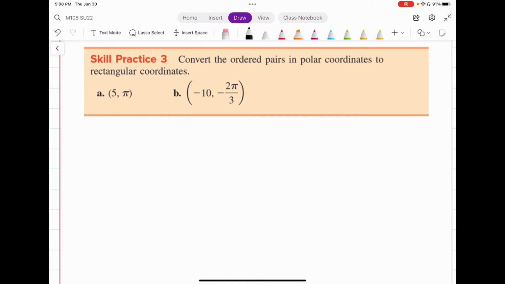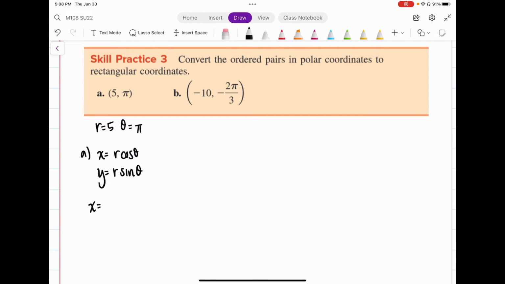Skill practice 3, we are converting the ordered pairs in polar coordinates to rectangular coordinates. This means that we are taking r and theta and we're turning them into x and y. Remember that x equals r cosine theta and y equals r sine theta.